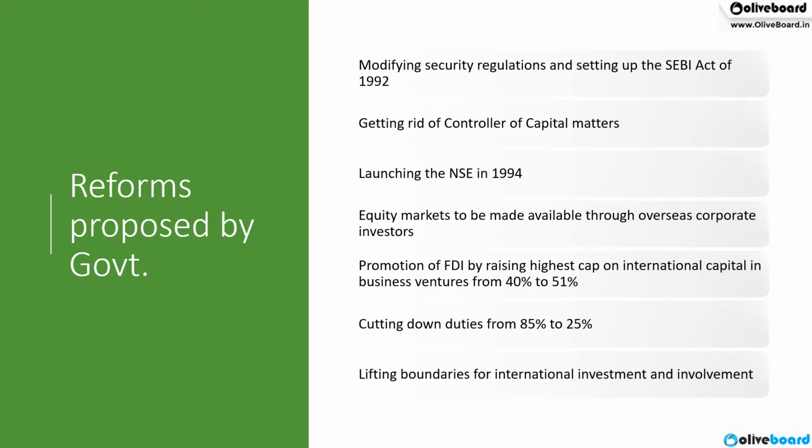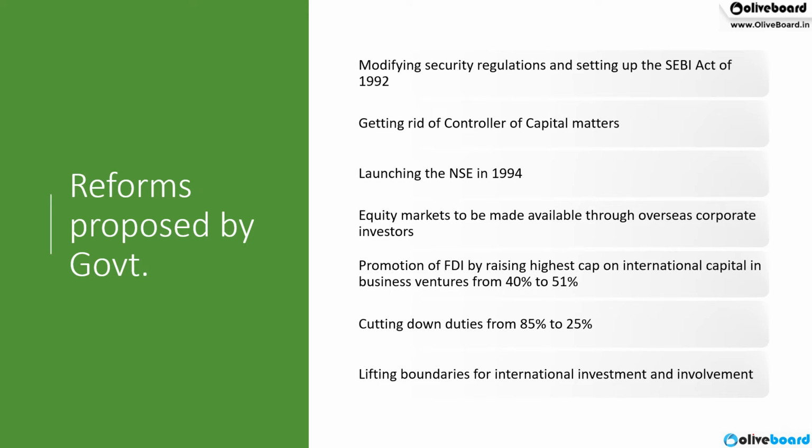The then Prime Minister of India, P.V. Narasimha Rao, and the Finance Minister Manmohan Singh made some recommendations for economic reforms. The reforms proposed by the government were modifying security regulations and setting up the SEBI Act of 1992, which would give legitimate power to the Securities and Exchange Board of India to record and control all the mediators in the capital market. Getting rid of Controller of Capital Matters in 1992 that determined the rates and number of stocks that companies were supposed to issue in the market.